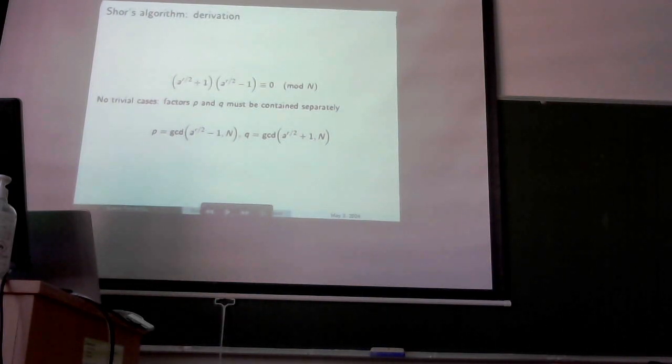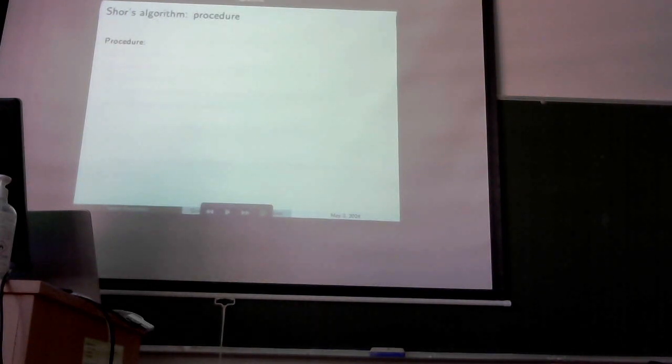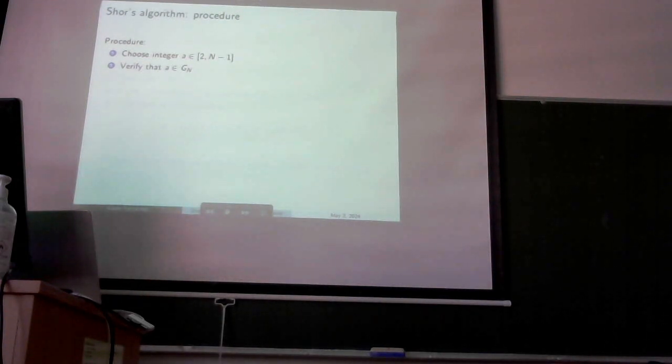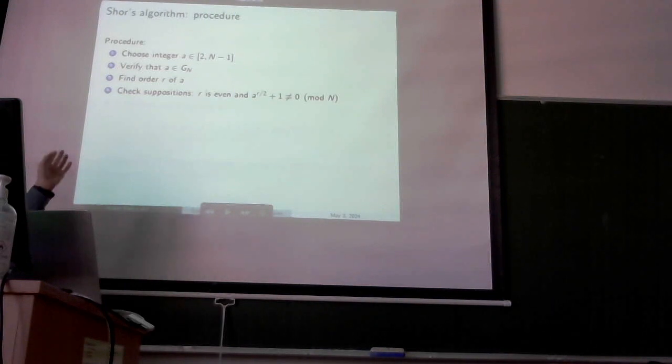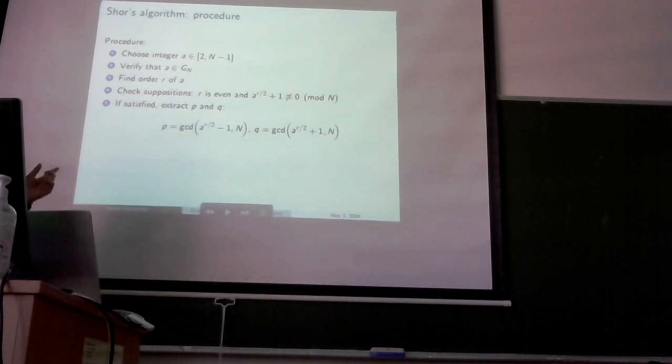So from this idea, we can construct the actual procedure to factor a number. First, we choose an integer a between the bounds of 2 and n minus 1. Then we need to check that a is in the group, because if a is not in the group, it means that it shares a factor with n, so extracting the factors is trivial. So now that we know that a is in the group, then we need to find the order of a. After we find the order of a, we need to check if the two assumptions hold, that r is even and that particular trivial case is not true. And if those two are fine, then we can extract the factors p and q. So this is the idea of Shor's algorithm.